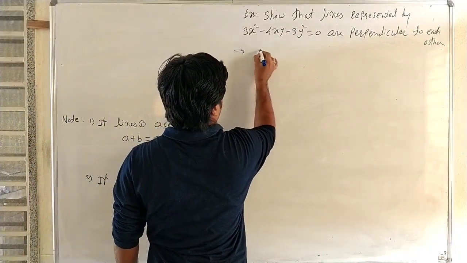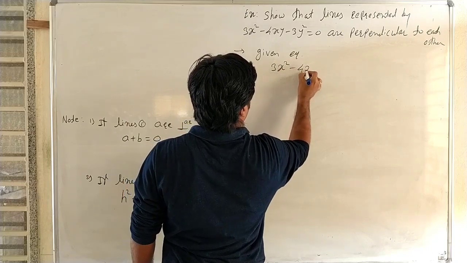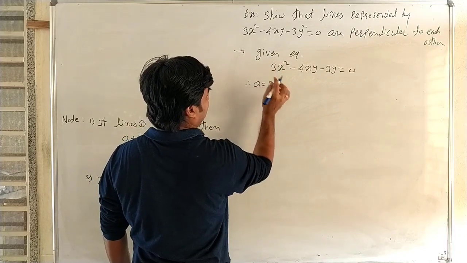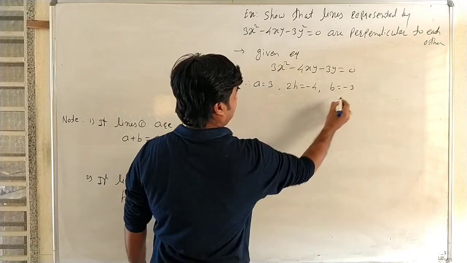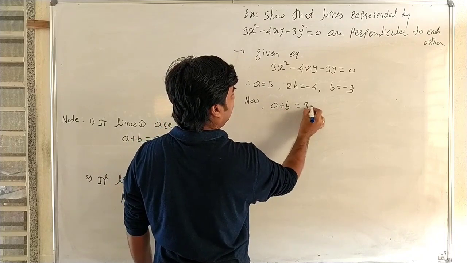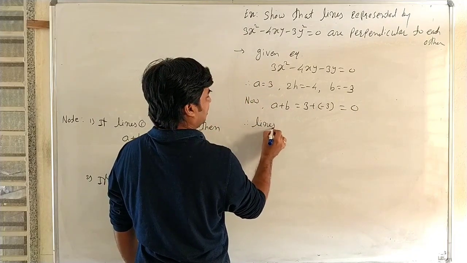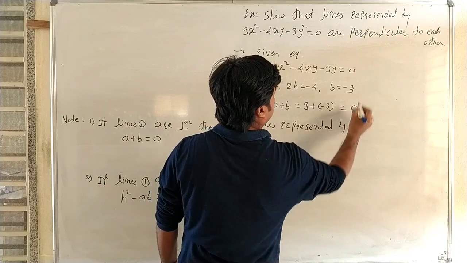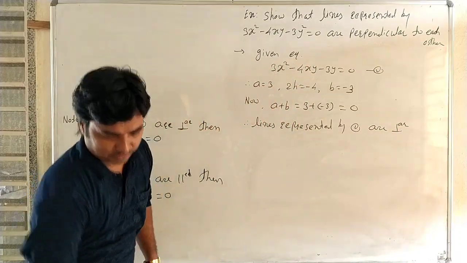Now, given equation 3x square minus 4xy minus 3y square equal to 0, therefore you can write a is equal to 3, 2h is equal to minus 4 and b is equal to minus 3. Now a plus b is equal to 3 plus minus 3 and it is 0, therefore a plus b equal to 0, therefore lines represented by the equation are perpendicular to each other.